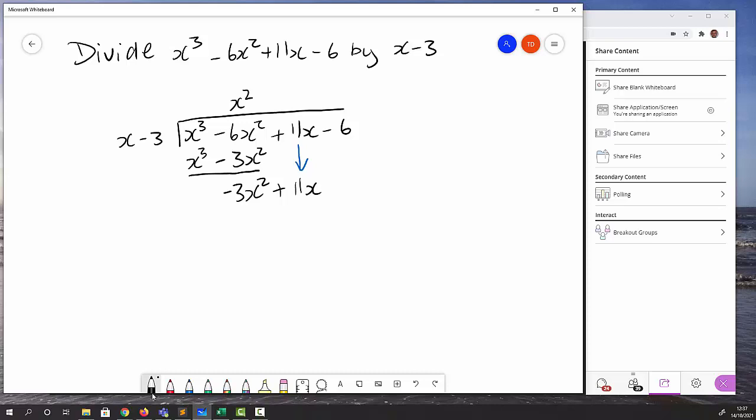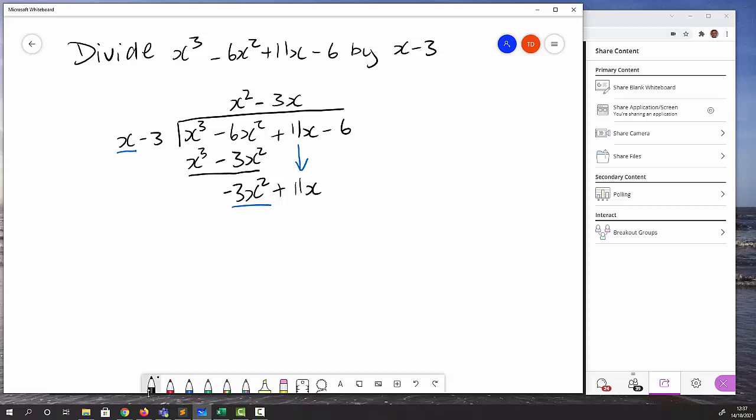Now we do the next term. So the question is, what do I have to do to x to get minus 3x squared? And the answer is multiply it by minus 3x. Okay, so I'll say that again. What do I need to do to x to make minus 3x squared? And the answer is multiply by minus 3x.